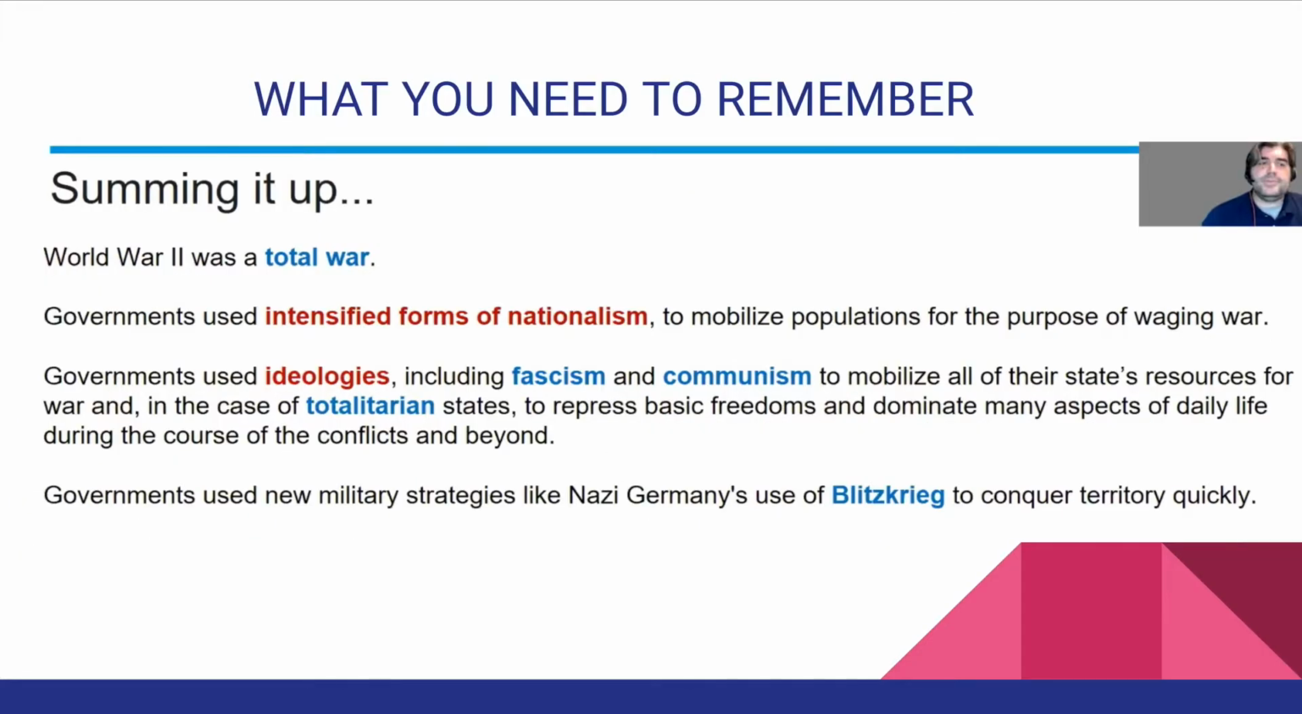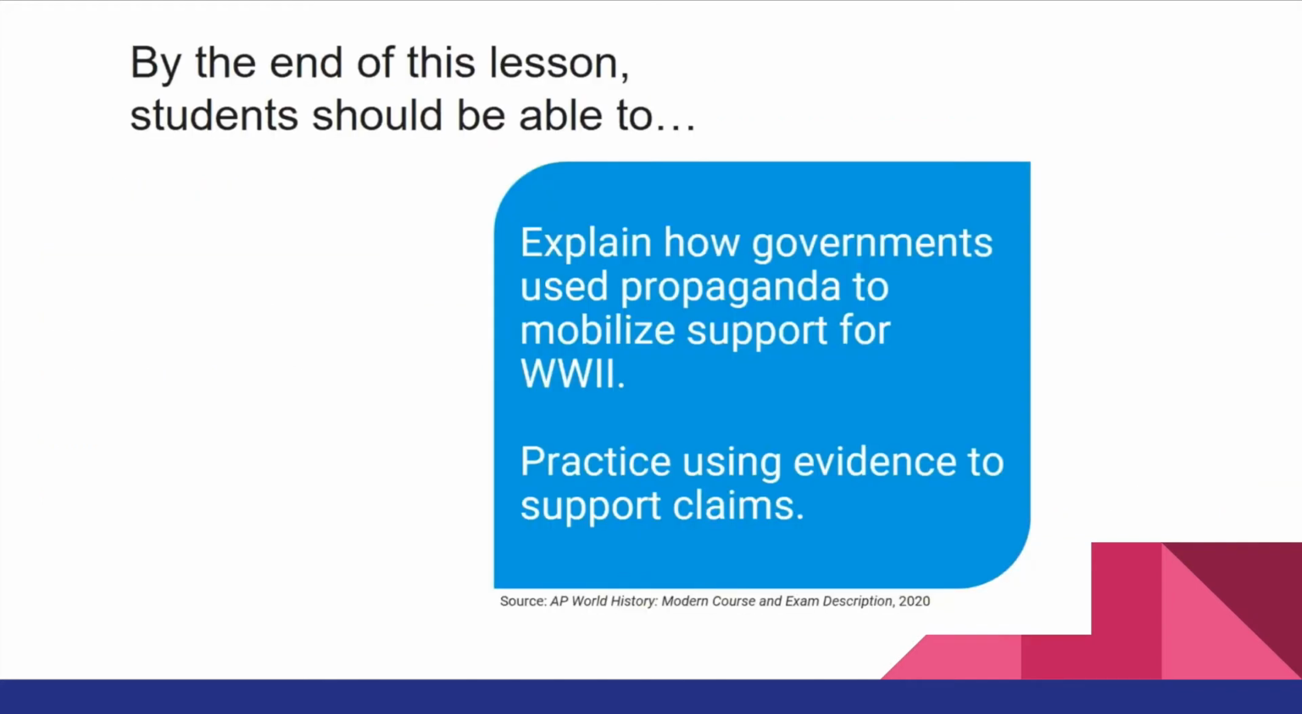Summing it up, what do you need to remember from this section? World War II was a total war. Governments used intensified forms of nationalism, they call it hypernationalism, to mobilize populations of people for the purpose of waging war, all to participate. Governments use ideologies, fascism and communism, to mobilize all of their states' resources for war. And in the case of totalitarian states, to repress basic freedoms and dominate many aspects of daily life during the course of the conflicts and beyond. Governments also use military strategies like Nazi Germany's use of blitzkrieg to conquer territory quickly. Okay? Let's move on to Section 2.